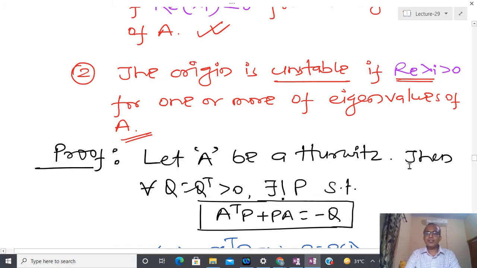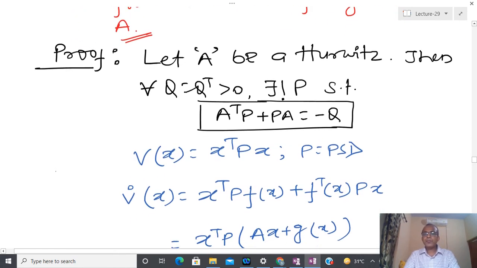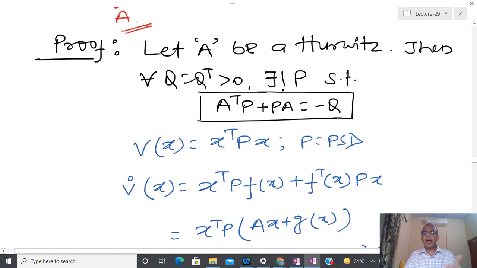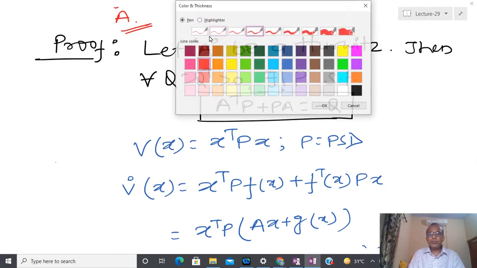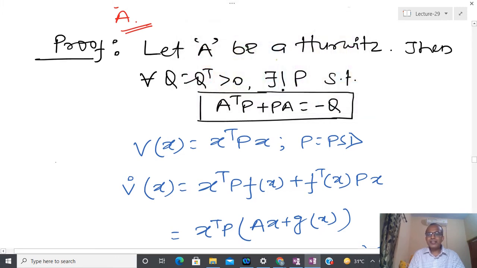Okay, so let us see the proof of the theorem. The proof is not very difficult, because now I have to check the Lyapunov function of the linear system, and after that I have to talk about the stability of the original nonlinear system. In order to prove the theorem, first I am assuming some kind of condition, and the condition is that A is Hurwitz.